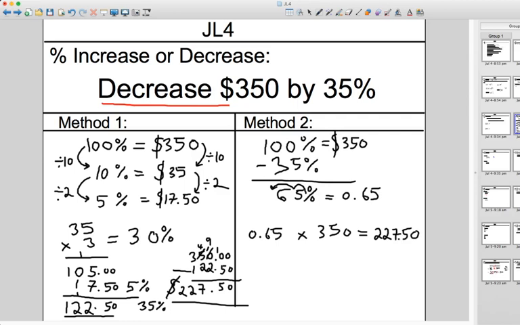So it depends on the numbers as to which method is easier. I personally have gravitated towards method number 2, but it's going to take you some time to get used to doing that. This one is the way that most people think. It's the first method rather than the second one.